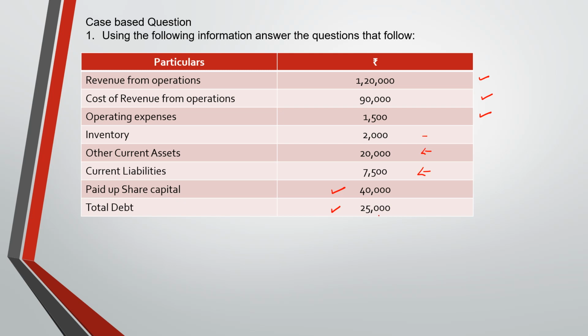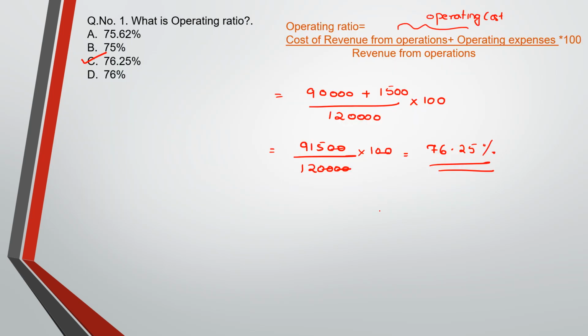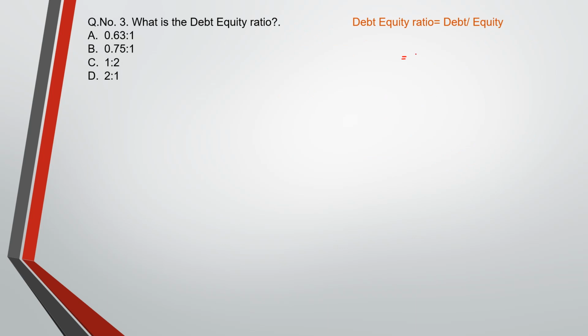If only this is given, it would be 25,000 divided by 40,000. So it would come to 0.625. If you look at the options, it is not available. So probably 0.63 is to 1 is the closest. 0.625 has been rounded off to 0.63 is to 1. So option A is the right answer for this.